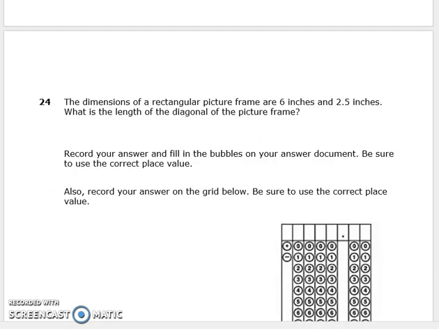Number 24. The dimensions of a rectangular picture frame are 6 inches and 2.5 inches. What is the length of a diagonal of the picture frame? Record your answer and fill in the bubbles on your answer document. Be sure to use the correct place value. Also record your answer on the grid below. Be sure to use the correct place value.